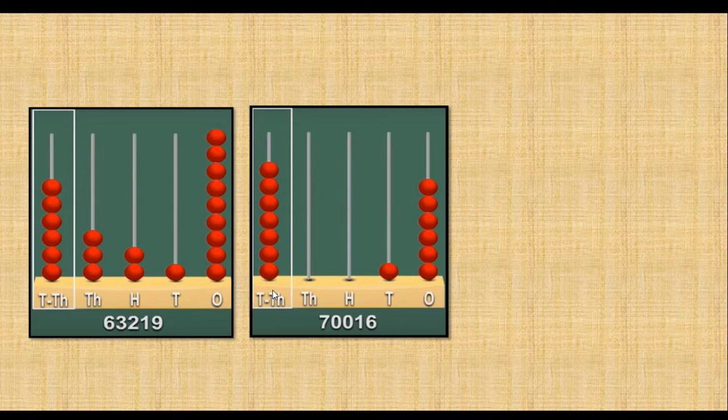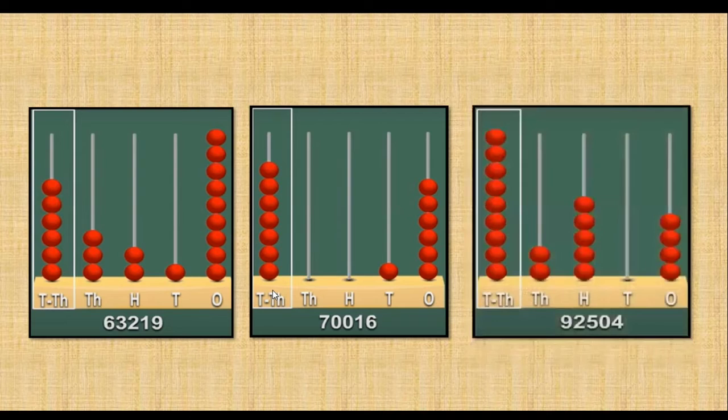And moving on to another example for better understanding, it's 92,504, wherein I have 9 at the 10,000s place, then 2 at the thousands place, 5 at hundreds place, and 0 beads at the tens place as the digit is 0 there, and at the ones place I have 4 beads.